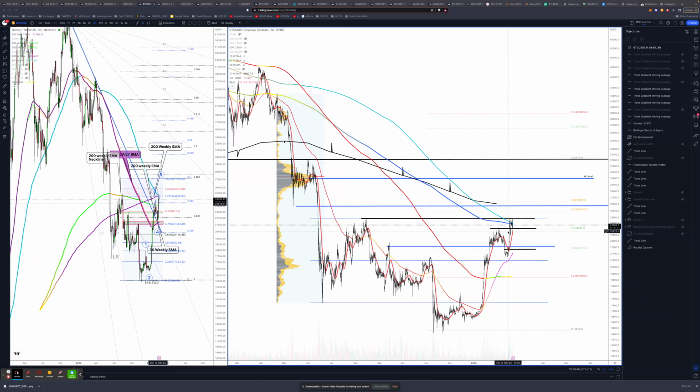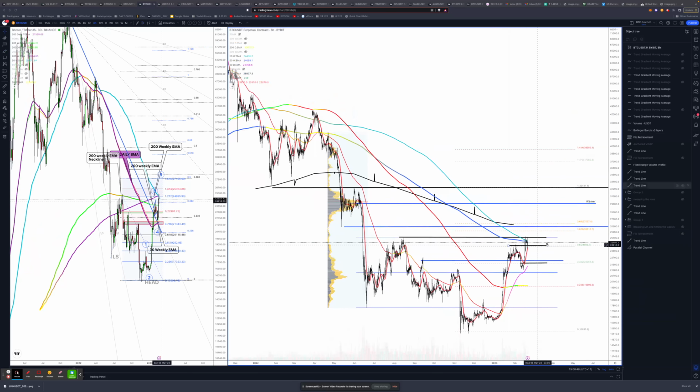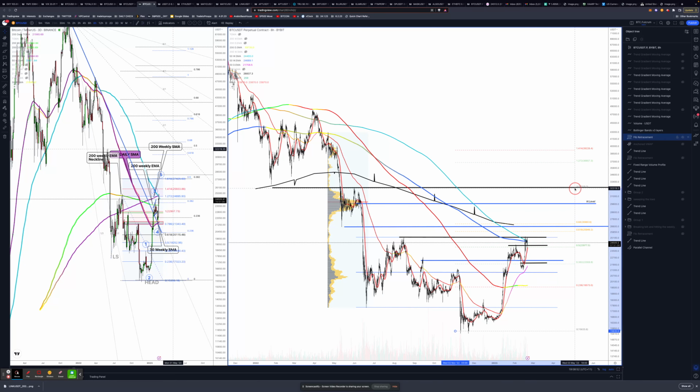Now, we've covered all the bullish scenarios, but let's look at the bearish scenario. So what we do is we get a Fibonacci here and put the previous top and the bottom, and you've got the golden ratio there. So 26,000 to 27,000 could be our main resistance.